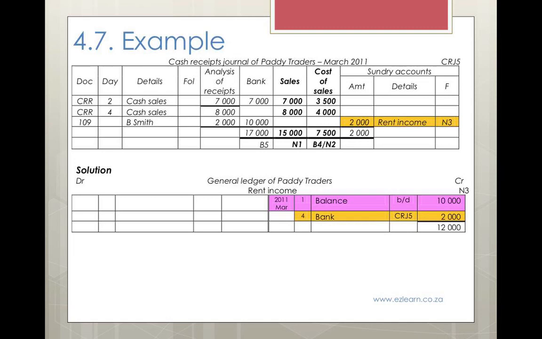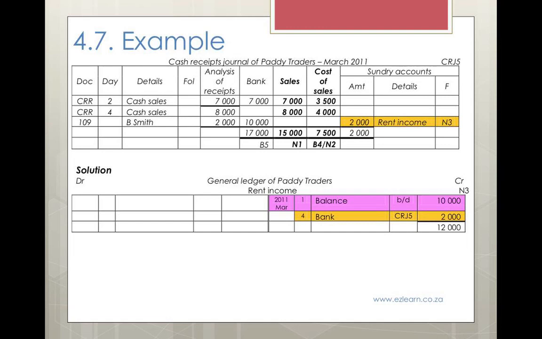The contra account is bank because if you have a look here, you can see the 2,000 was in sundries, and where else could you see it? It's in the analysis of receipts column. Don't be confused by the fact that there's 10,000 in bank. That is simply an indication that a total deposit was made on the 4th of both the 2,000 Rand for B. Smith and the 8,000 for cash sales together. For the rent income, it was only the 2,000 that you are looking at, but it was in analysis, which represents bank. So bank is your contra account.